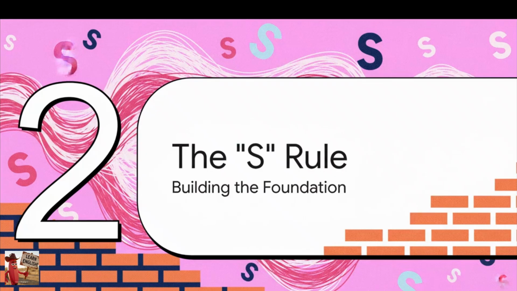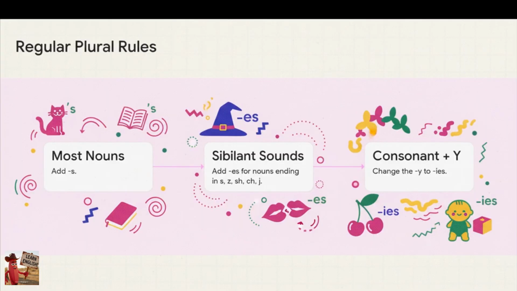Okay, so let's get back to basics and talk about the most common rule out there. This is the one that covers almost all English nouns. It's really the foundation of how we do plurals, and it all comes down to sound. So the whole point of these rules is just to make the words easy to say. For most things, yeah, you just add that S sound.